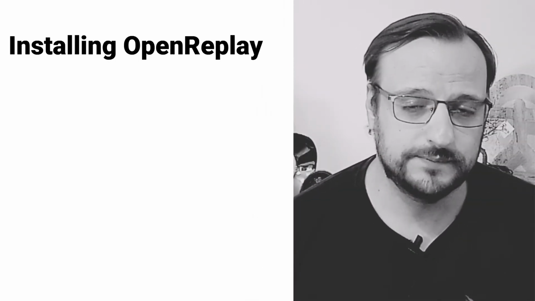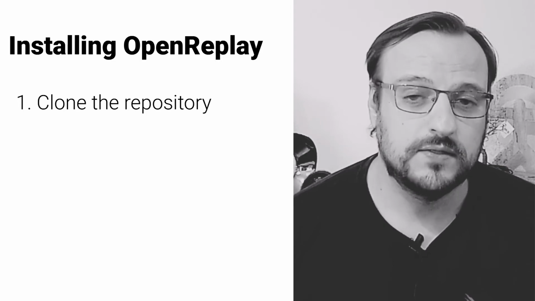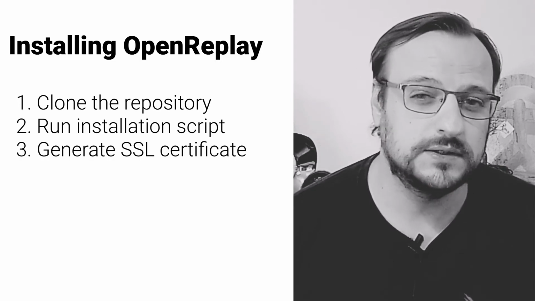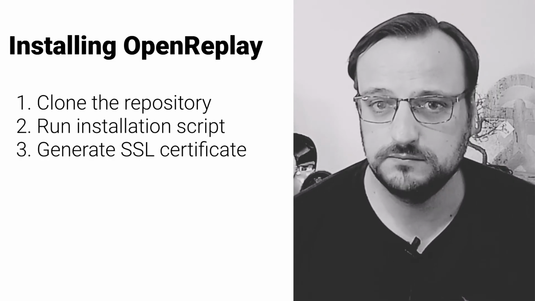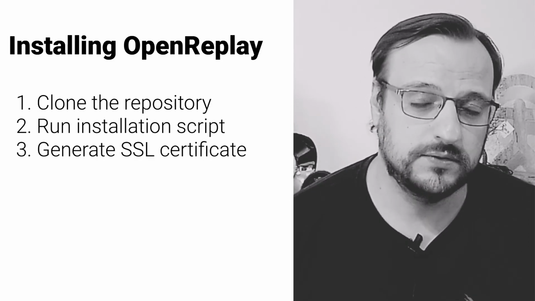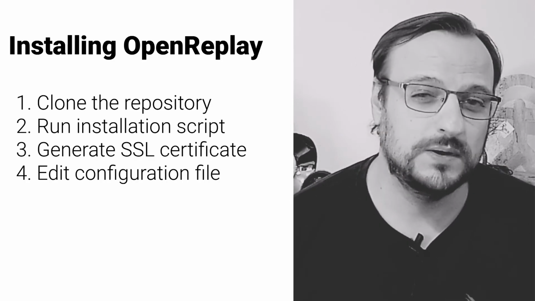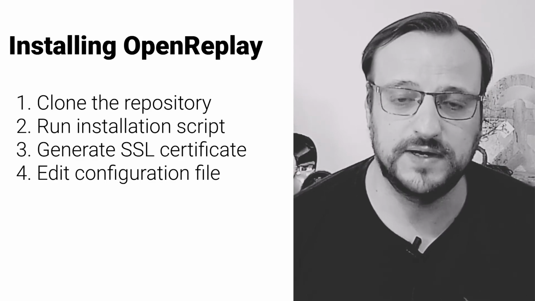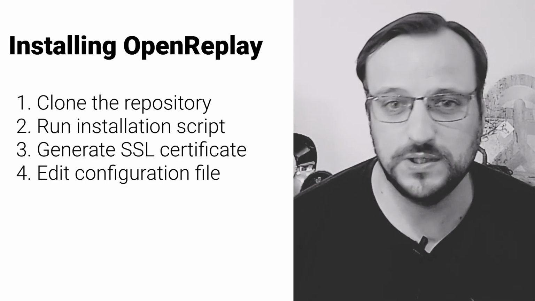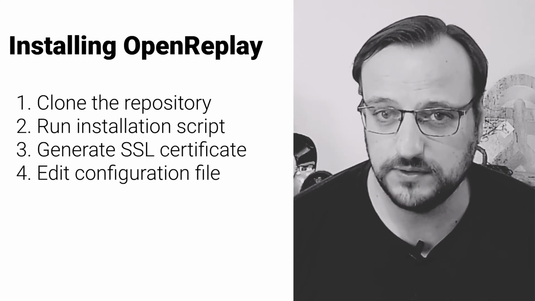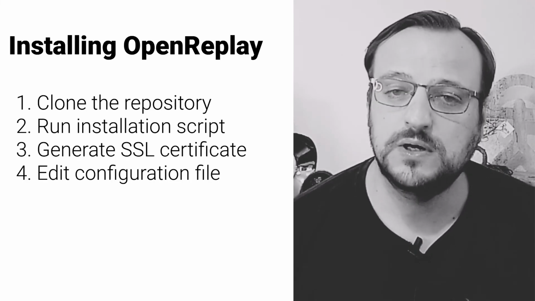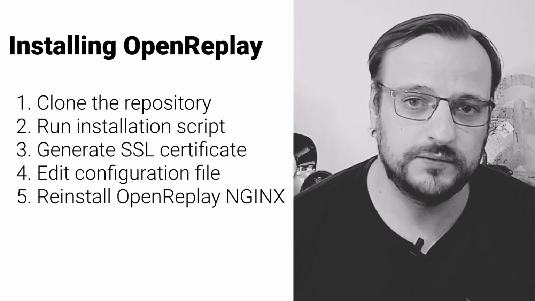With the infrastructure ready, you're going to want to go into the installation step. First, clone the repo, then run the installation script, then generate the SSL certificate if you need to. If you have one from a valid certificate authority, then use that one. Then you're going to want to edit the configuration file to enable HTTP to HTTPS redirection, which is very recommended. And finally, you're going to want to reinstall OpenReplay Nginx.